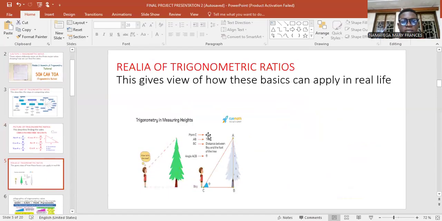Then we have the reality of the trigonometric ratios, so they can be used in real life. We have a kid standing facing that tree. So the reason as to why I use this, because these trigonometric ratios are not only theoretical, but they are also practical, because when explaining to the kids, they need to be shown the real life, how these things are applicable.